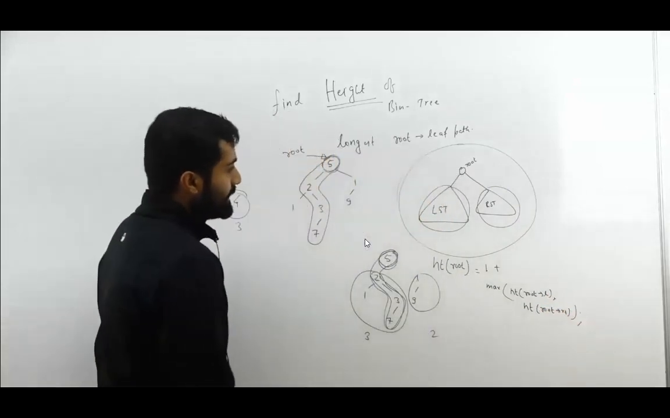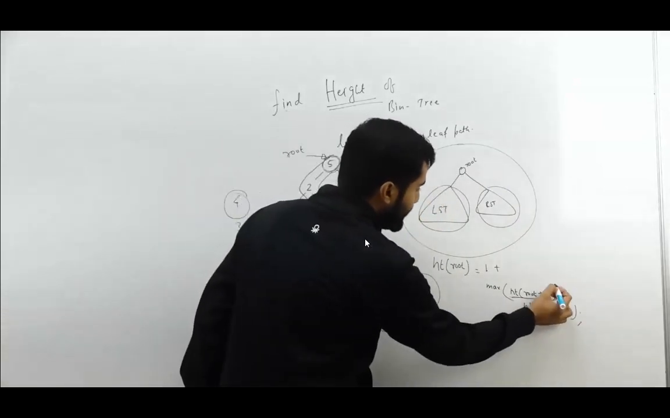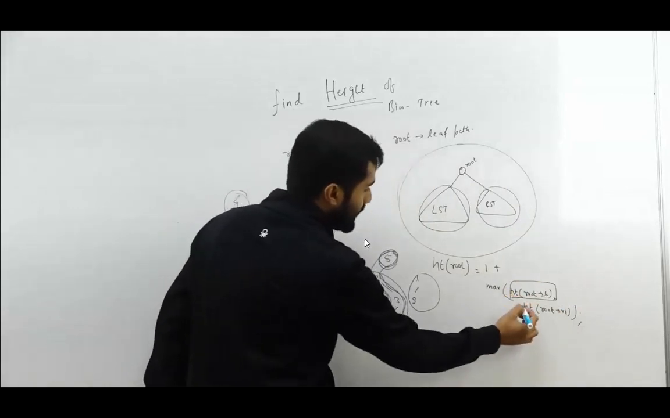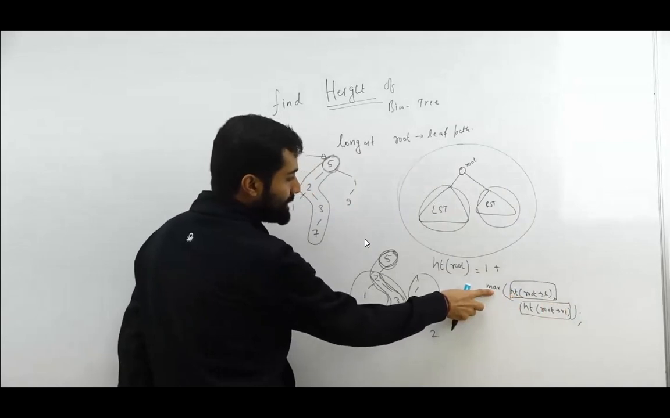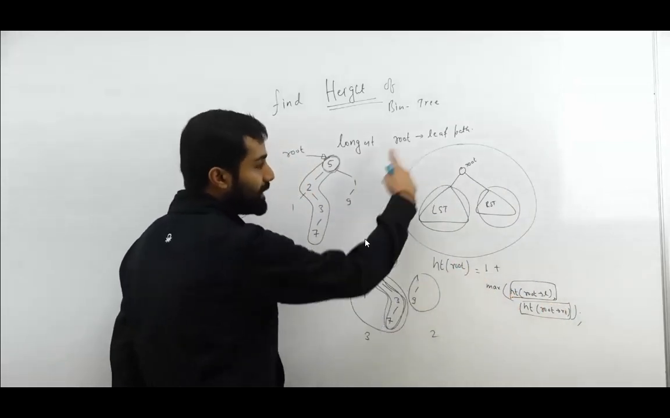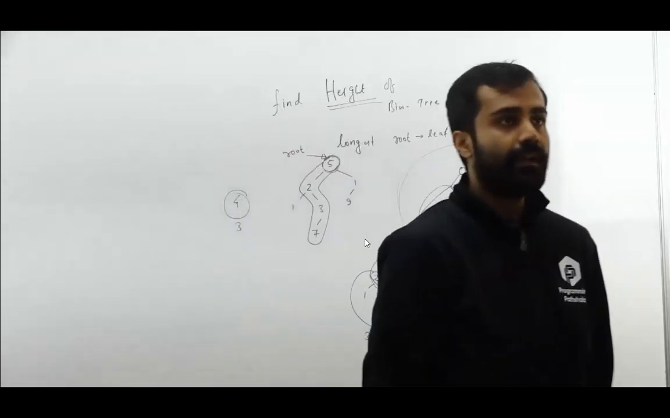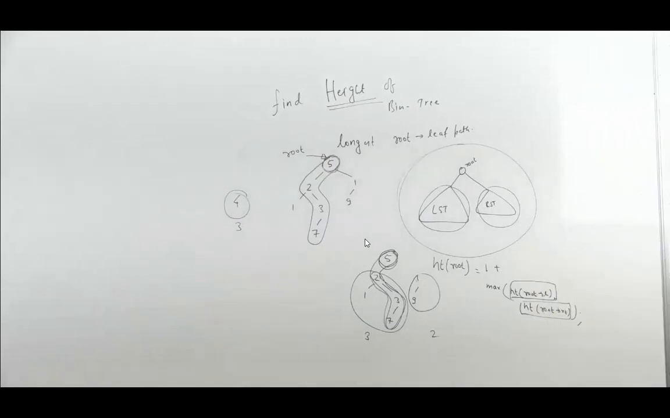So it means that if I know the height of my left subtree and the height of my right subtree, then I can just figure out the max of those, add 1 to it, and that will be the height of the overall tree. Does it make sense? How many of you understood the idea right over here? Simple enough, isn't it? Okay.